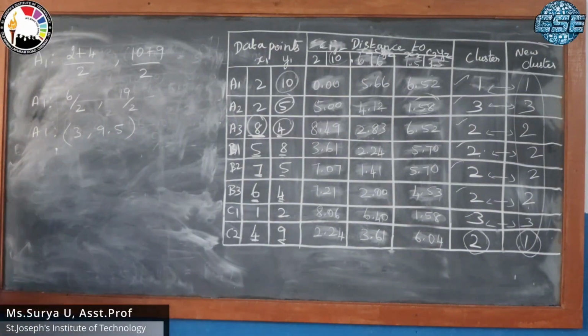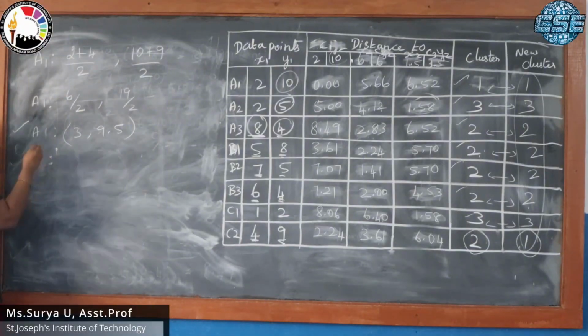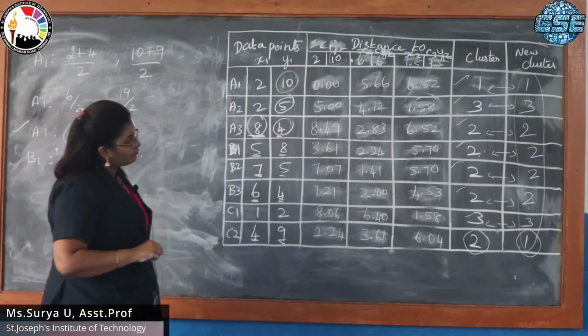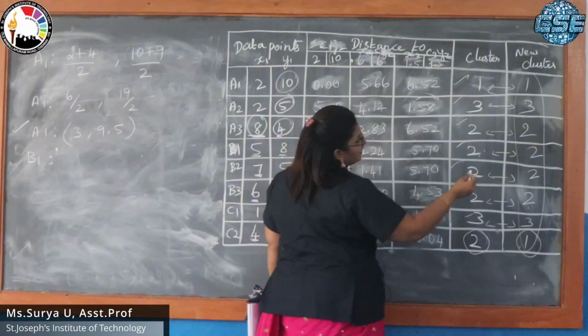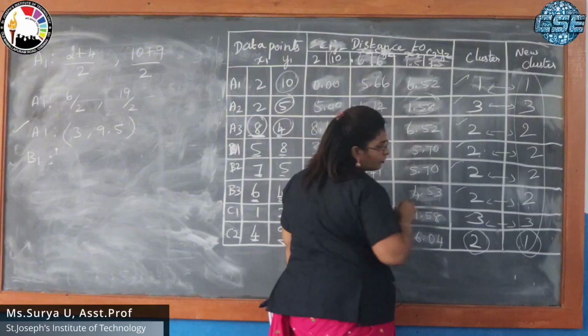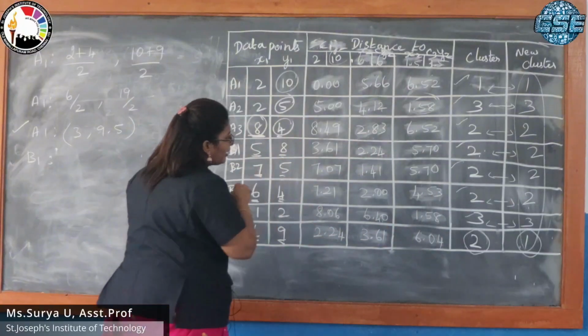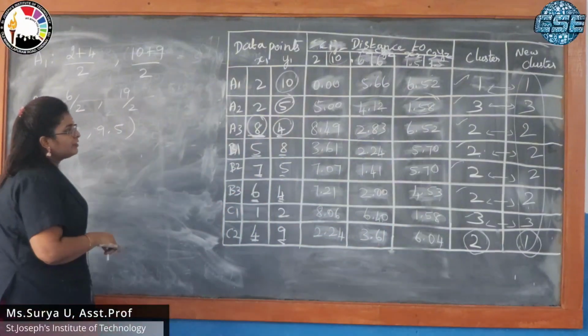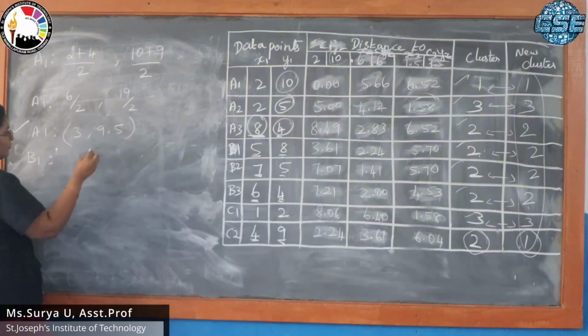Okay, this is your new A1 centroid value. Again, you have to find B1. Check how many points we have found for B. Almost we have 1, 2, 3, 4 points. So again, we have to take the average of those 4 values.